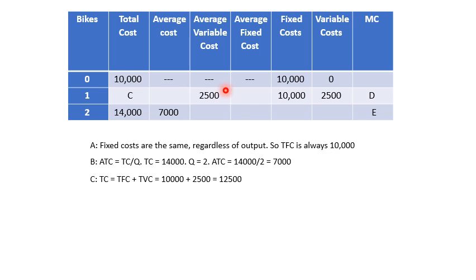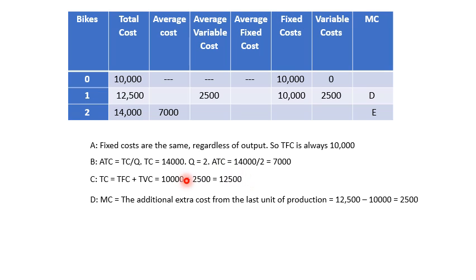For C, total cost here. Well, total cost is just total fixed cost plus total variable costs. You're told here that total fixed costs are 10,000. We know the variable costs are 2,500, so we just simply apply the formula. The 10,000 fixed costs plus the 2,500 variable costs makes 12,500 total.